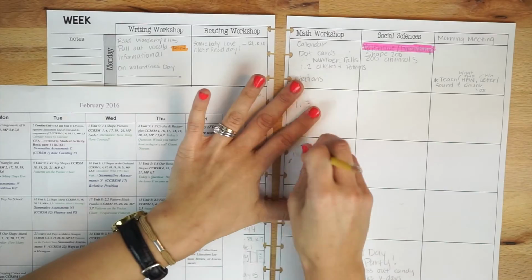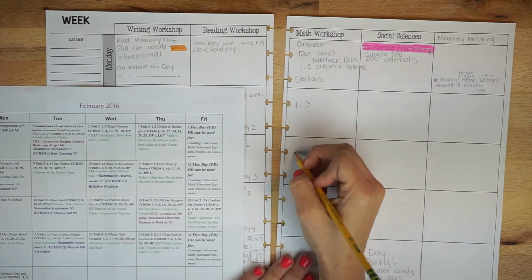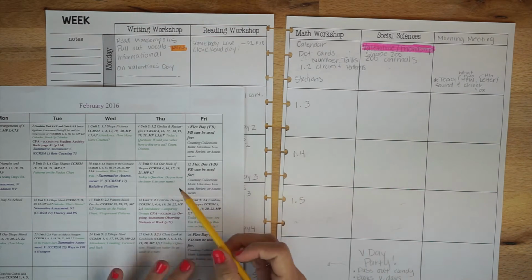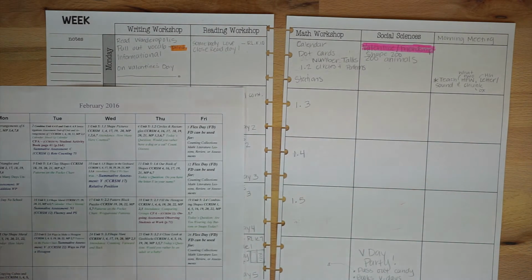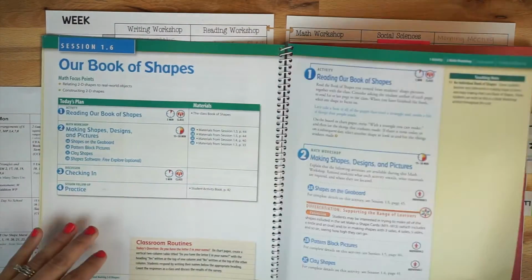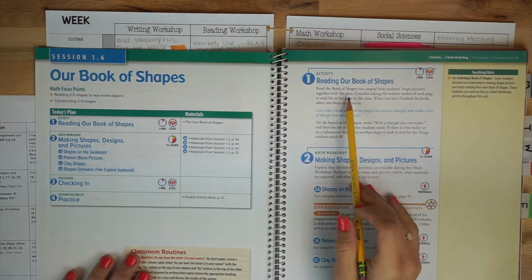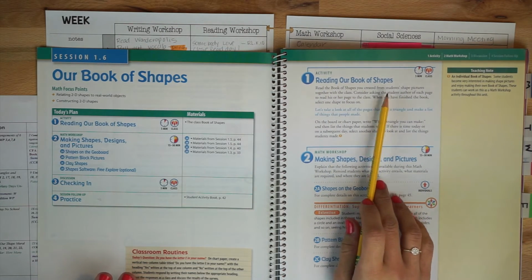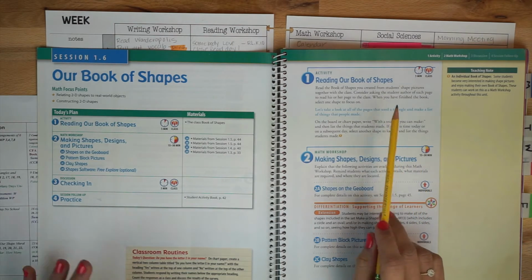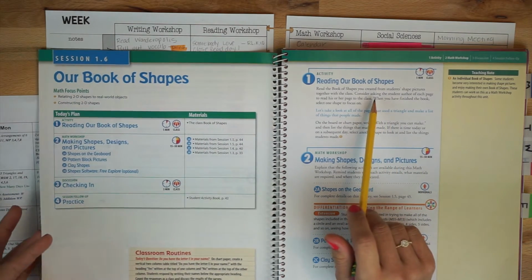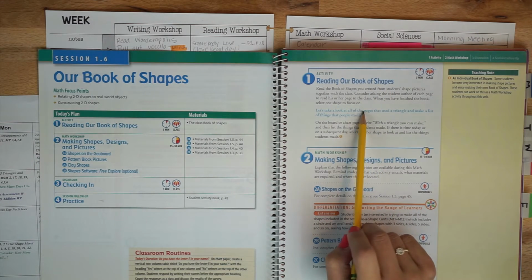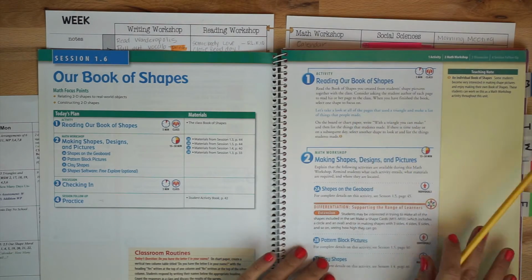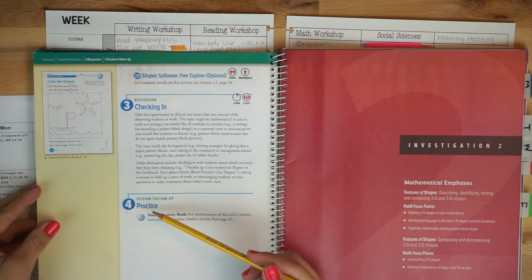Sorry guys, I'm thinking. So yep, I'm gonna do 1.4 here and then 1.5 here. And then our book of shapes, which is 1.6. Reading our book said, read the book of shapes you created from student shape pictures together with the class. Okay, so I'm gonna do that during one of my stations for the next week. So we will read our book after we do that.